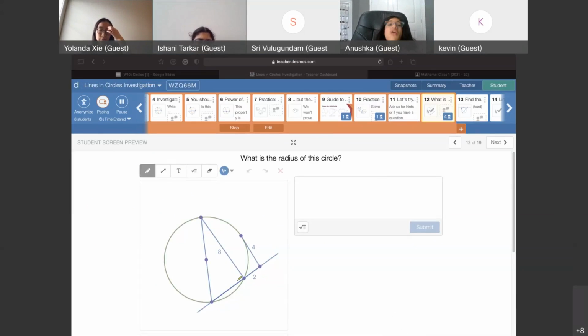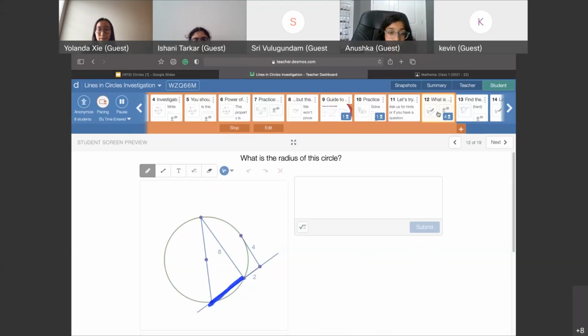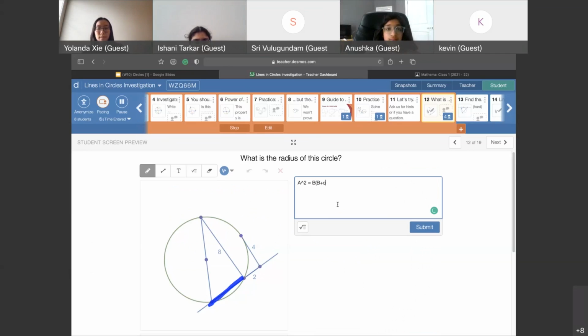Okay, so in order to find the radius, we would need to know this side, so we can use, say, the Pythagorean theorem. And then to find this side, we can note that it follows this pattern right here, where one of the lines is tangent to the circle. So we can use the equation a squared equals b times b plus c.